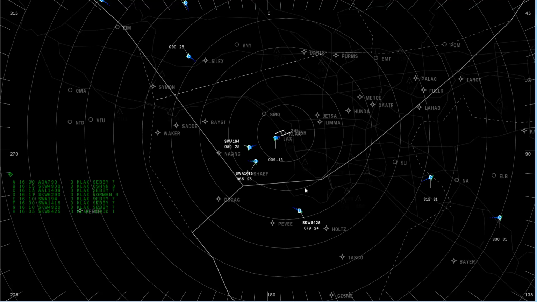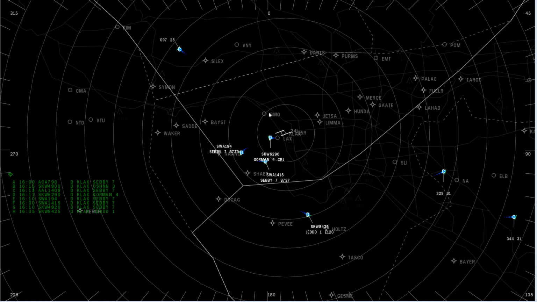Departure, SkyWest 6290 with information Alpha at 900 climbing to 5000. SkyWest 6290, radar contact. SkyWest 6290, climb and maintain 6,000. Climb and maintain 6,000 SkyWest 6290. Southwest 194, climb and maintain 13,000. Climb and maintain 13,000 Southwest 194. Southwest 194, proceed direct Seal Beach, resume the departure. Proceed direct Seal Beach, resume the departure Southwest 194.